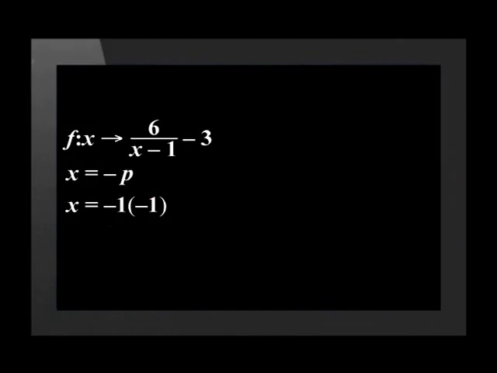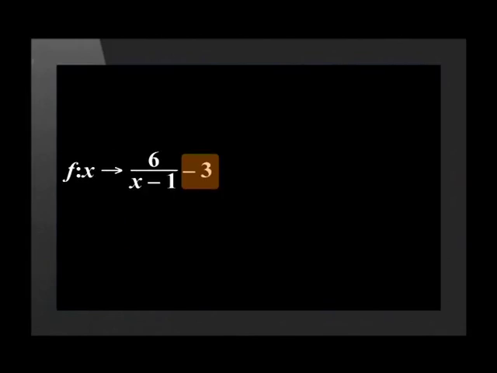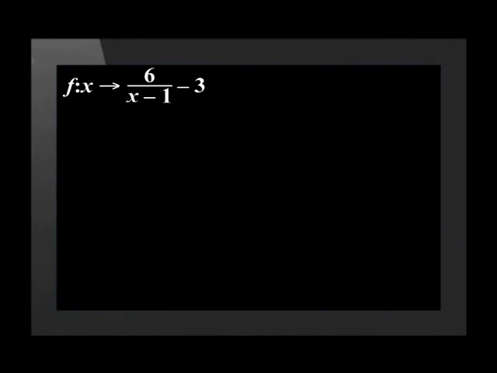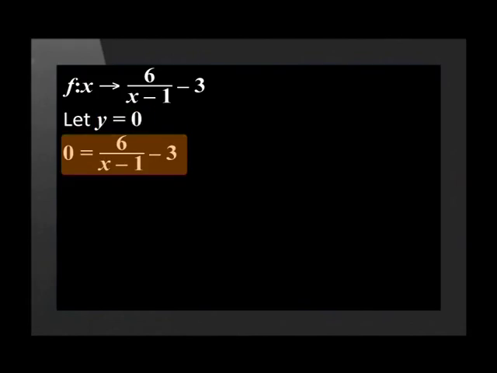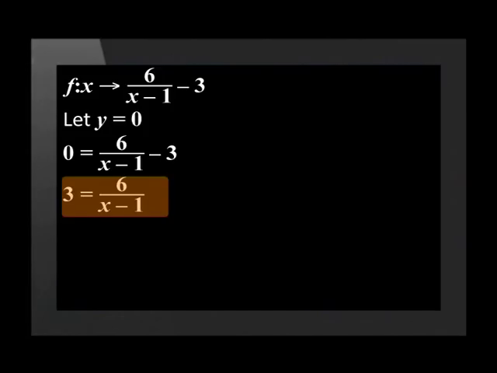To find the vertical asymptote, we make x equal to negative p and x then becomes equal to 1. We get the horizontal asymptote by making y equal to q, so y is negative 3. Our next steps are to find the intercepts. To find the x-intercept, we make y equal to 0 and solve for x. We add 3 to both sides of the equation. This gives us 3 equals 6 over x minus 1.